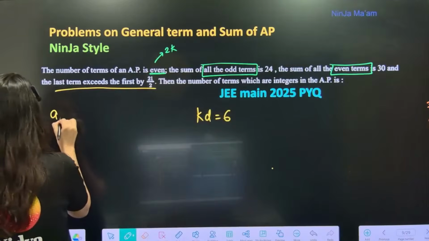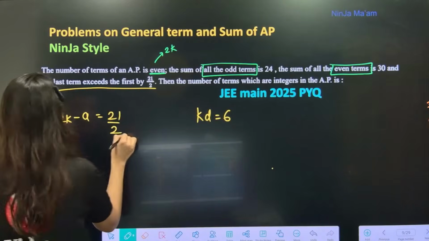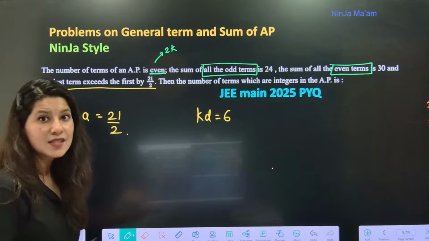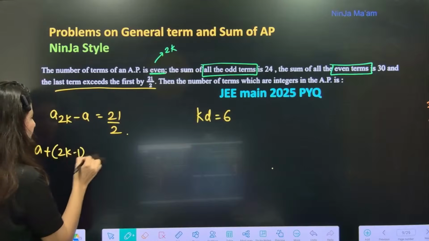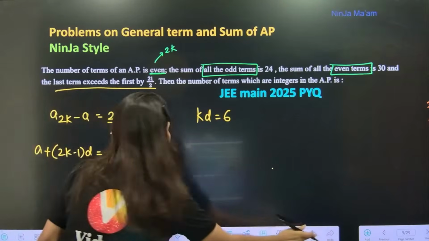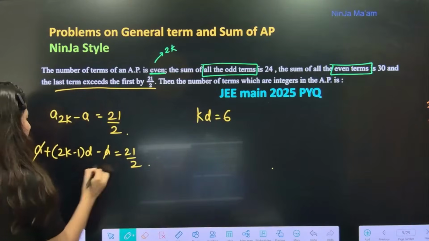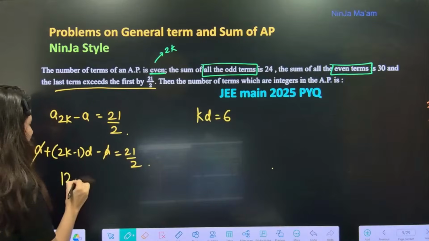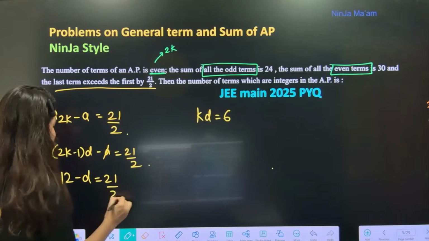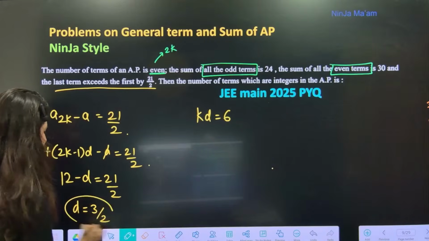That means a(2k), the last term, minus a1 is equal to 21 by 2. What is a(2k)? The general term: a plus (2k minus 1)d, minus a, is equal to 21 by 2. a cancels. If you multiply, 2kd, kd is 6, so 2kd is 12, minus d is equal to 21 by 2. So clearly d will be 3 by 2. 3 by 2 is your d.